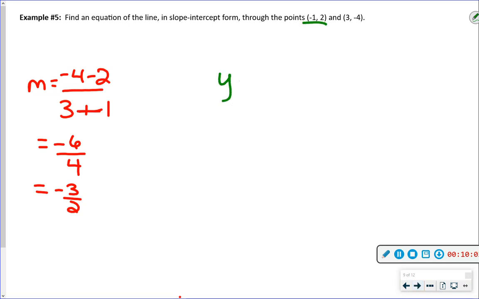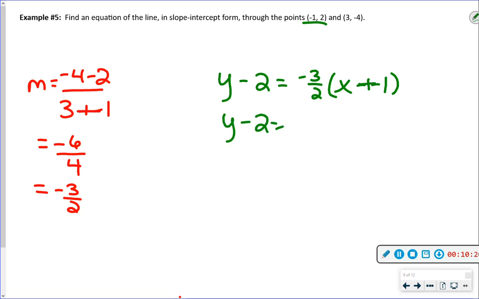So I'm going to do y minus the y coordinate, that lovely fraction slope, x minus the x. Now, the directions want slope-intercept form for the final answer, so unfortunately I'm still working. I'm going to have to distribute, do all the good stuff. So -3/2 x, -3/2 times 1. And last but not least, I'm going to add 2 on over.